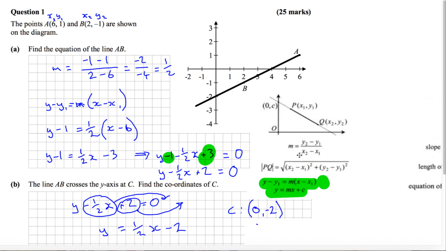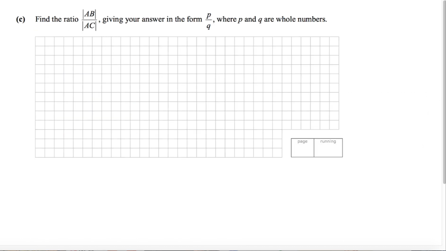Okay, so A is 6, 1, and B is 2, minus 1. Let's just write them down. 6, 1, and 2, minus 1. And then the point C, which we just found, is 0, negative 2. So that's our A, B, and C. So we're going to find the length between A and B first, between these 2 points. And we have to write this as a ratio.